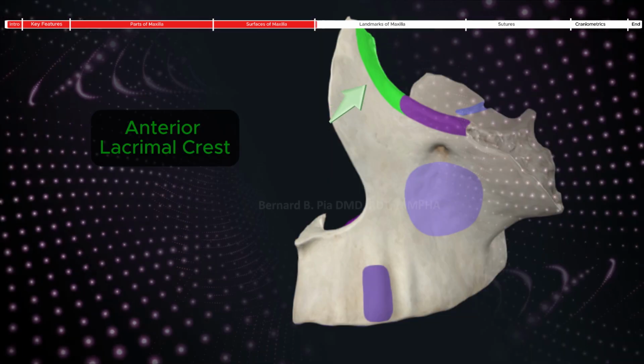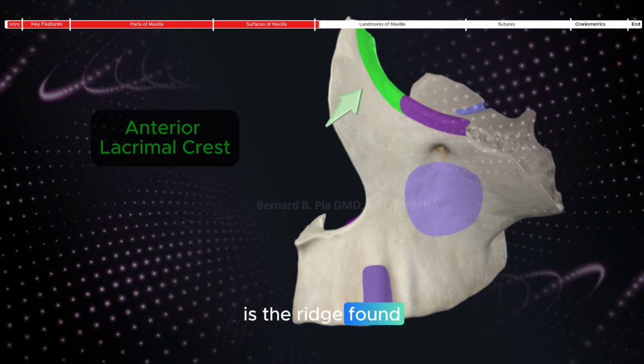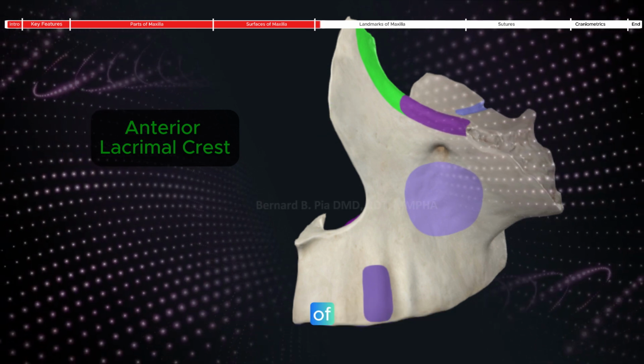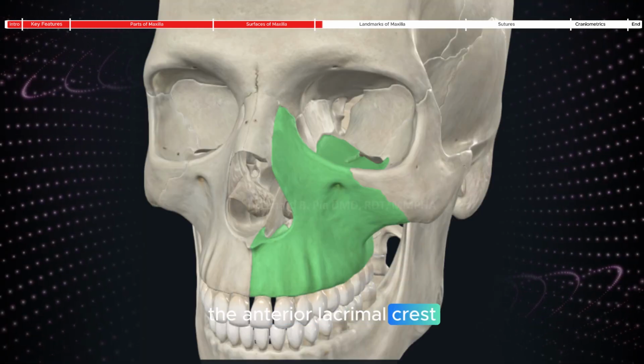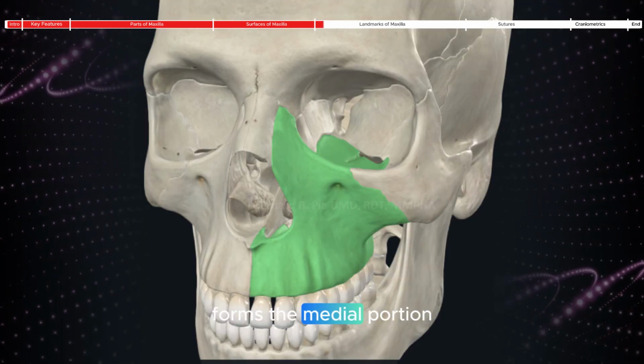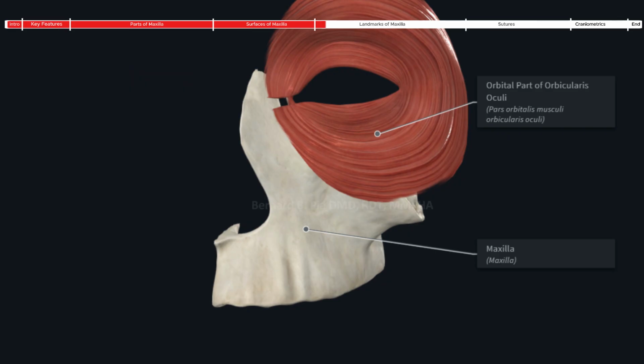Landmarks. 1. The anterior lacrimal crest is the ridge found along the posterolateral aspect of the frontal process of maxilla. The anterior lacrimal crest forms the medial portion of the orbital margin of the maxilla. It provides an origin site for the orbicularis oculi muscle and an attachment site for the medial palpebral ligament.